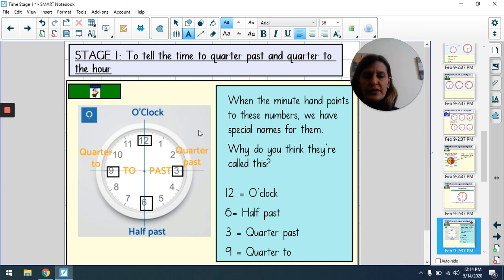If we're thinking about quarter past and quarter to, they have special names. Have a look. When we're on the 12, we say that's o'clock. When we're on the 6, we say that's half past. When our minute hand is on the 3, we call it quarter past. When our minute hand is on the 9, we call it quarter to. Now they have special names because, as you can see from the clock here, we've split our clock into quarters. Before we'd only split it into half, which is why the 6 was half past. But now we've split it into quarters. So this quarter here represents quarter past, and this quarter here on the 9 represents quarter to.